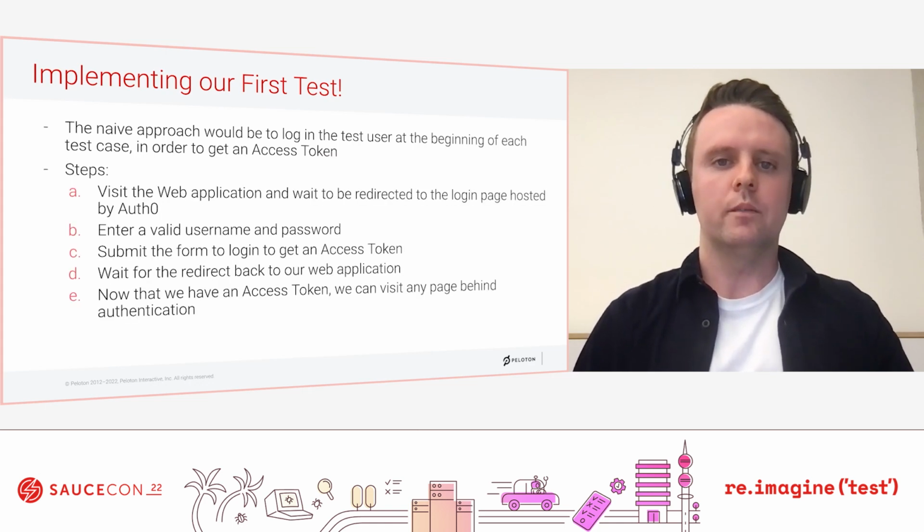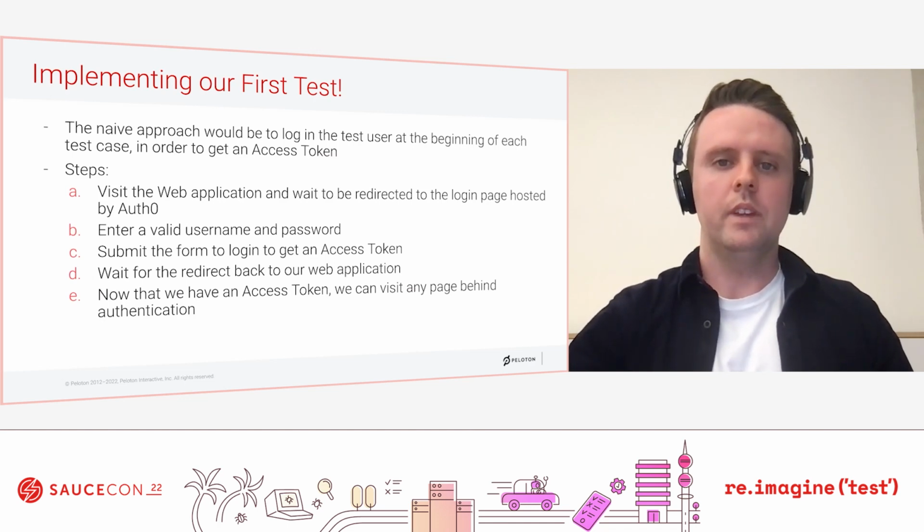The first step would be to visit our web application and wait to be redirected to the login page hosted by Auth0. Then, we would enter a valid username and password of our test user and submit the form to log in to get an access token. Finally, we would wait for the redirect back to our application.